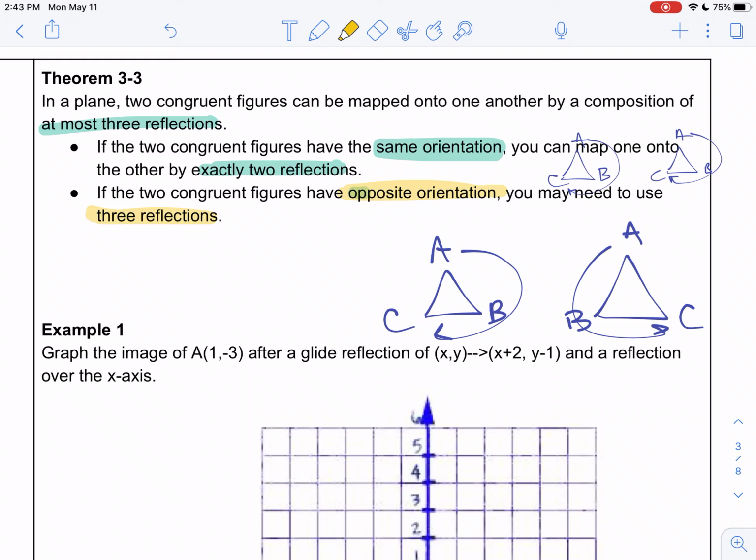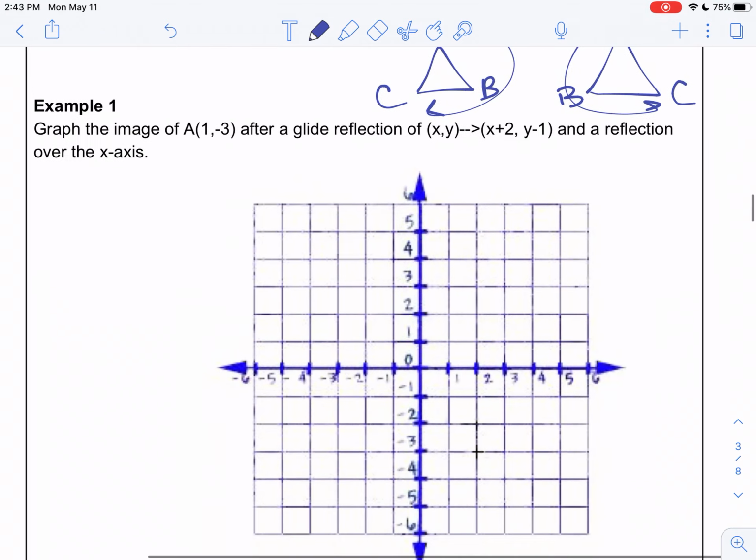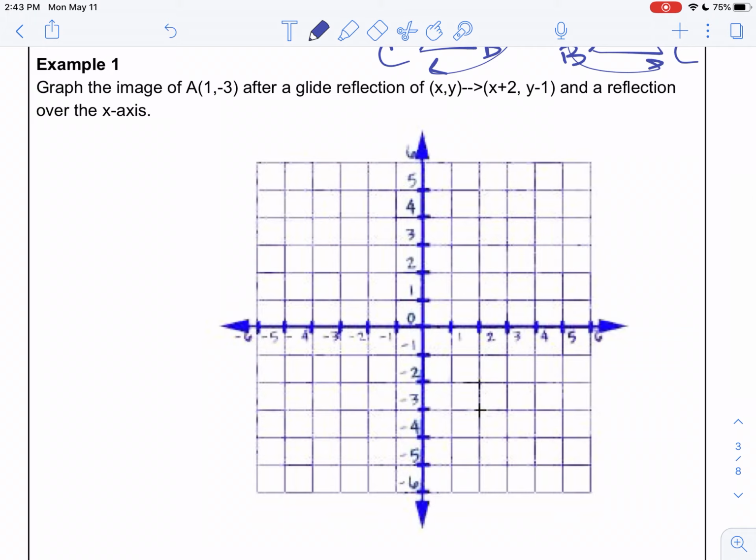All right, so we're going to practice doing some of these combinations of transformations, and we're also going to practice writing a single rule. In example 1, we're going to deal with just a single point. So we have A hanging out at (1, -3). We are first going to do a glide reflection. So first, we'll apply this translation. We're going to take our x-coordinate and add 2 to it, and we'll take our y-coordinate and subtract 1 from it.